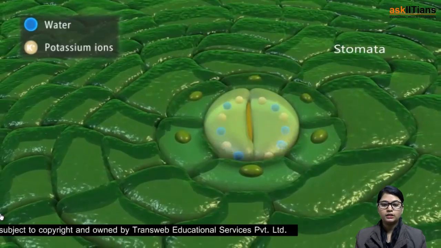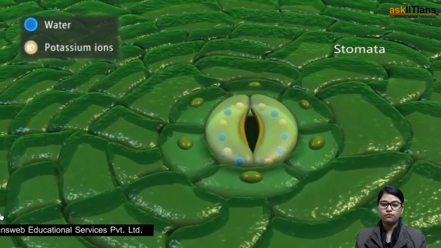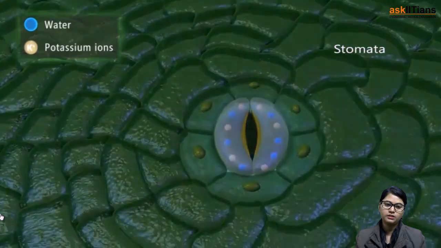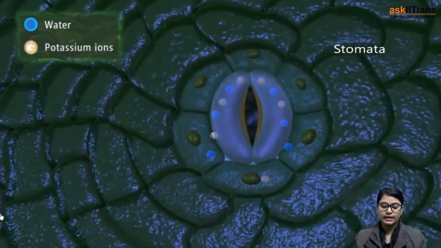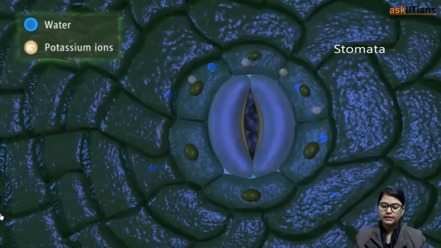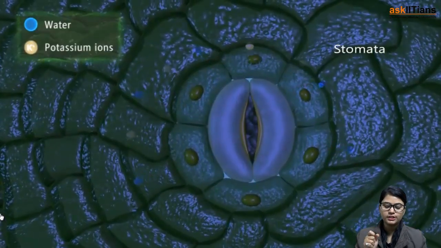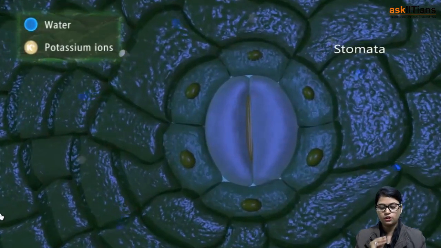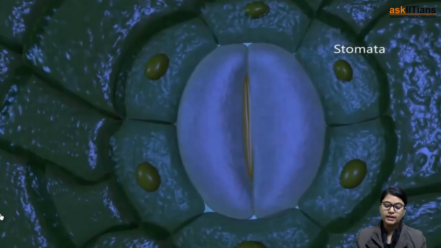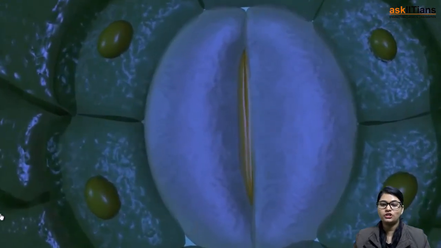During the night, what will happen to the potassium ions and water? You can see the stoma opened. Now it's night. During night, potassium ions and water molecules leave the guard cells. Thus the turgidity decreases and stomata close. So, stomata also act as the main site of gaseous exchange in plants.